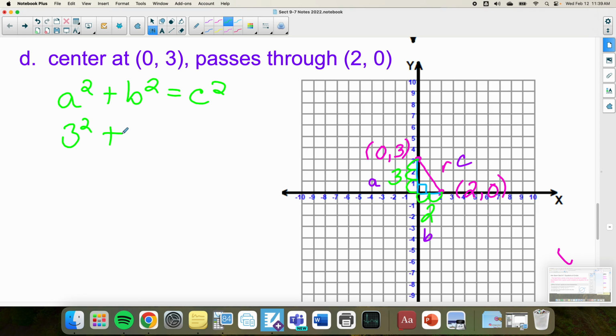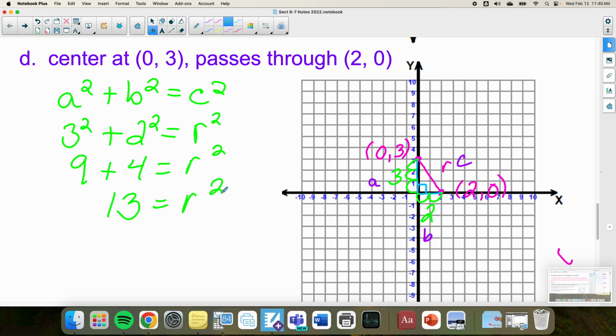All right, so A squared is 3 squared, B squared is 2 squared, and I'm looking for R or C, however you want to think of that. Now, 3 squared is 9, 2 squared is 4, so 9 plus 4 is 13. That equals r squared. So to find r, you take the square root of it. We don't want a decimal, so we're just going to leave it as root 13.